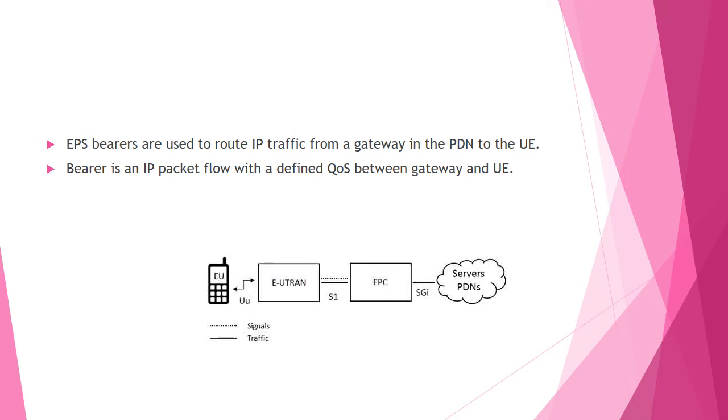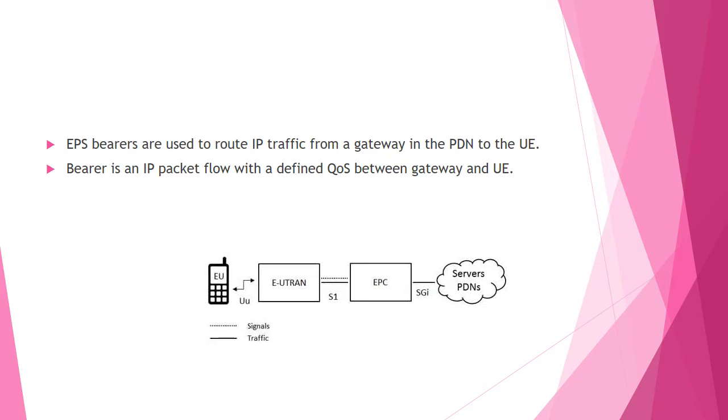The Evolved Packet System uses the concept of EPS bearers. Bearers are nothing but signaling messages that are transferred between the user equipment and the PDN, or the PDN and the UE. The EPS bearer is used to route the IP traffic between the user equipment and the PDN network, or PDN to the user equipment. A bearer is an IP packet flow with a defined QoS between the gateway and the user equipment.